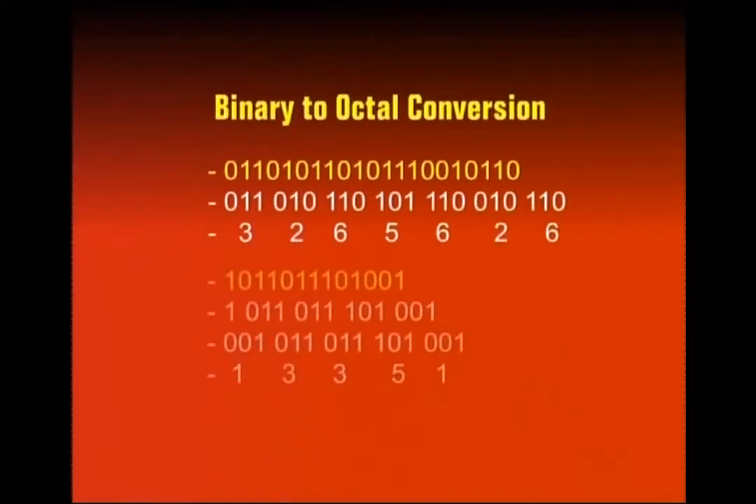Now consider another example. Consider the 13-bit binary string which is to be converted into octal. The 13-bit binary string is divided into groups of 3 bits starting from the least significant bit. Now 4 groups of 3 bits are formed and an incomplete 5th group with a single bit is formed. What do we do? We add 2 most significant 0 bits in the 5th group to make it a complete group. Now each 3-bit group is replaced by the equivalent octal digit to complete the conversion. So the original 13-bit binary number is now represented as 13351 in octal.